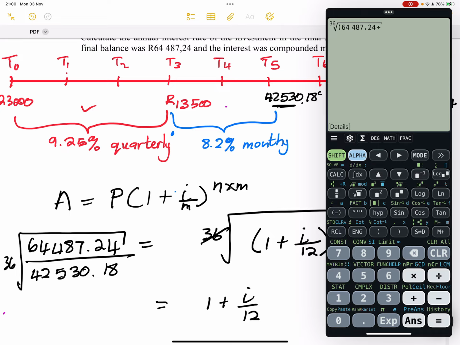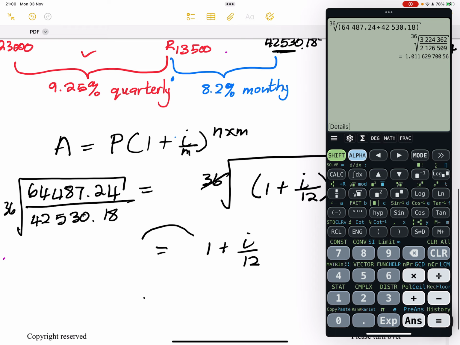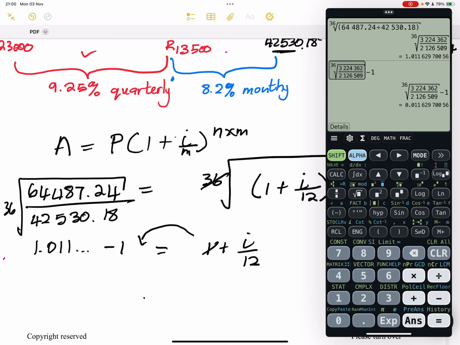Divided by 42,530 and 18 cents. Right, I get a value of 1.011 and all of that. So if I bring this 1 to the other side, it becomes negative. So I've got 1.011 and all of that, minus the 1. Okay, so I'm going to say minus 1.